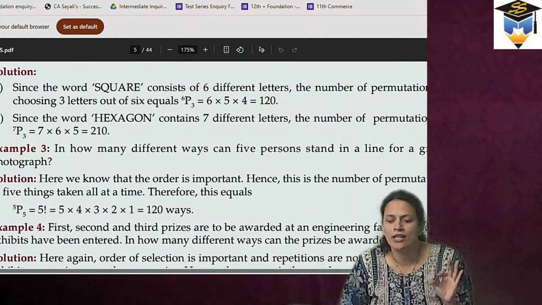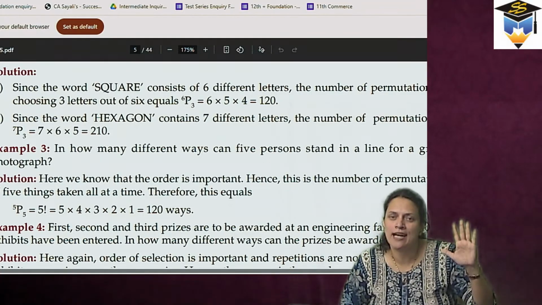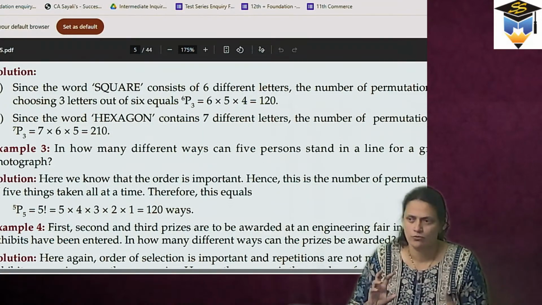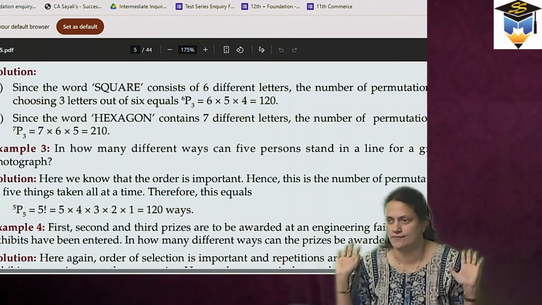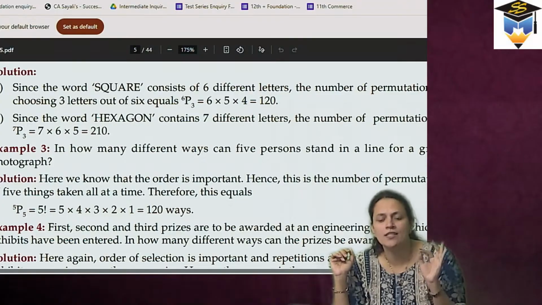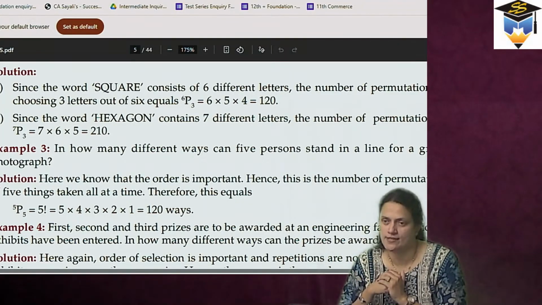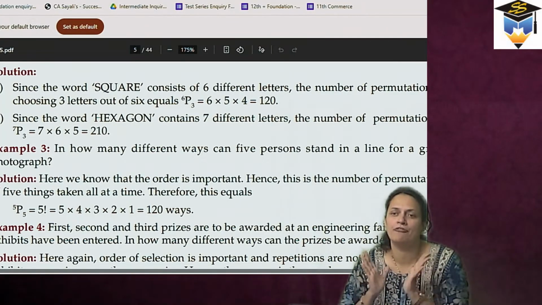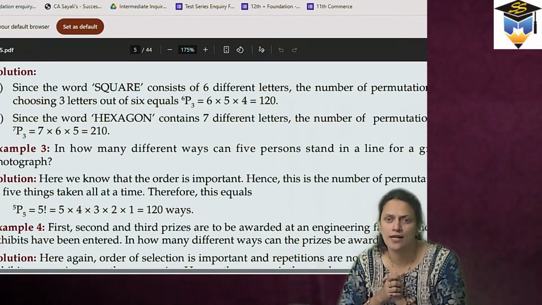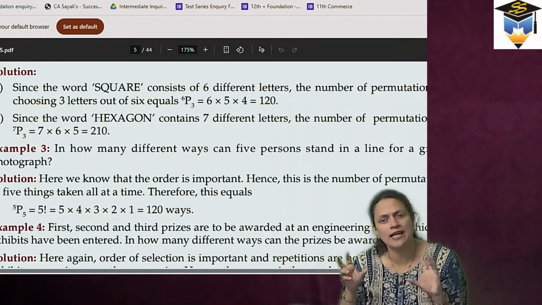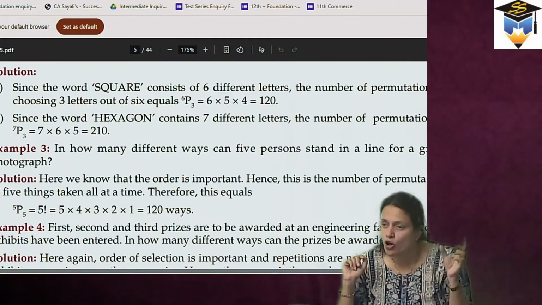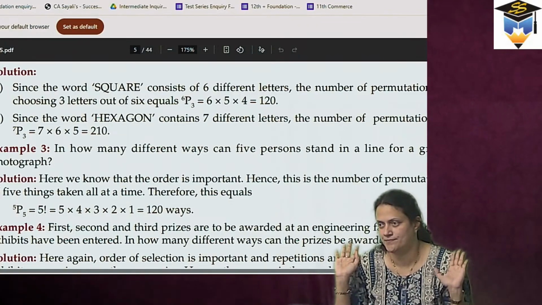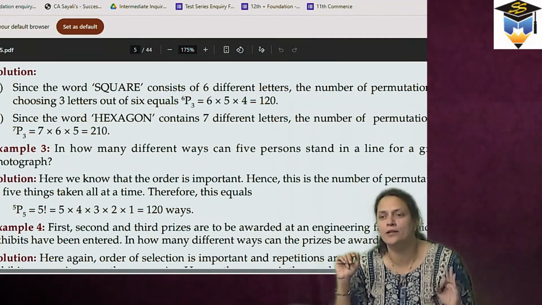So permutation here, 5 persons can stand anyhow. Nobody's position is fixed. So that can be done in 5P5 ways, which is nothing but 5 factorial. ये समझ में आया? Any 5 persons can stand in any order. The order is not defined. So this is an example of permutation.